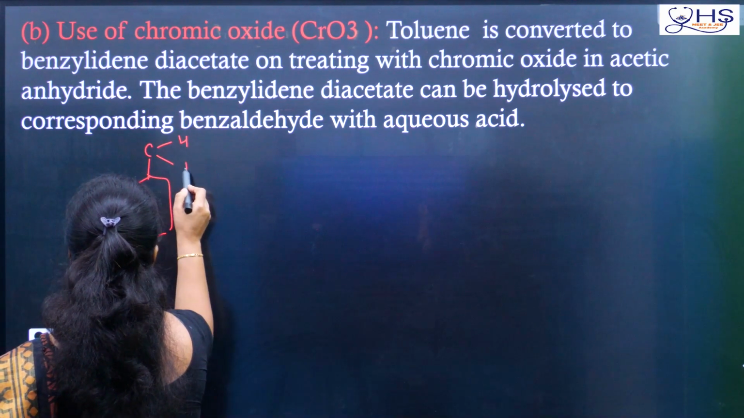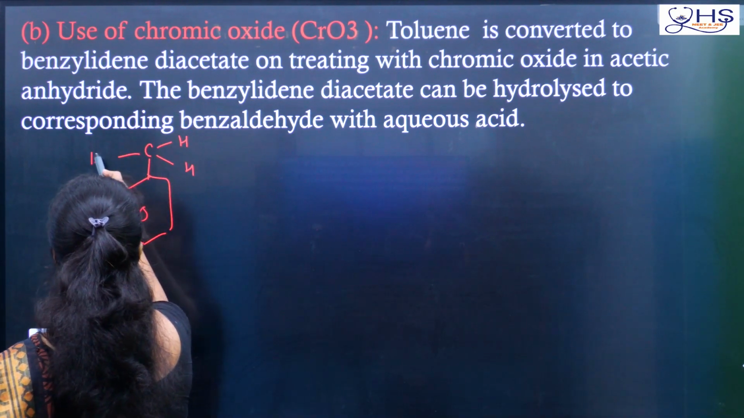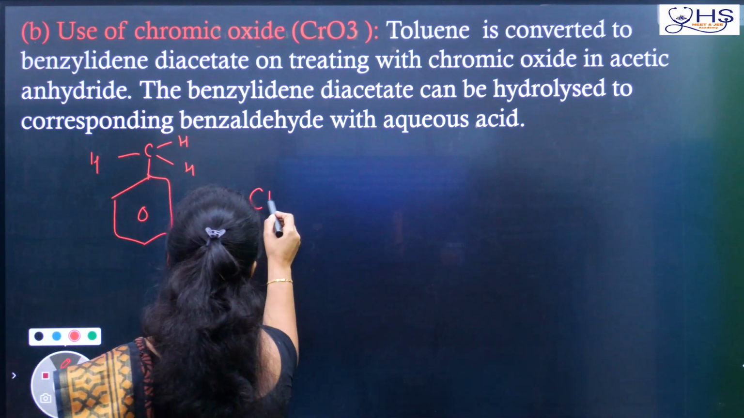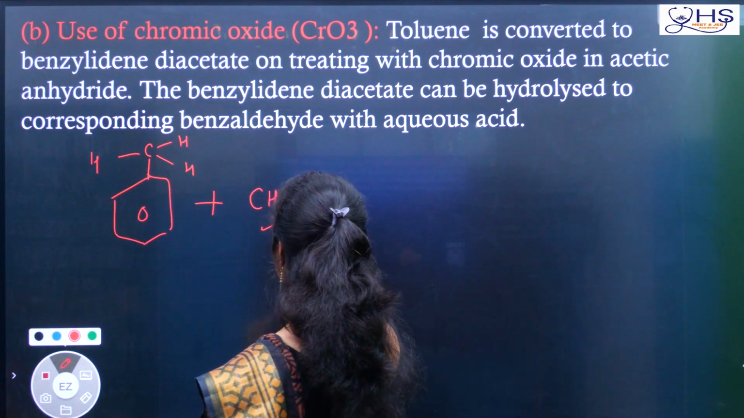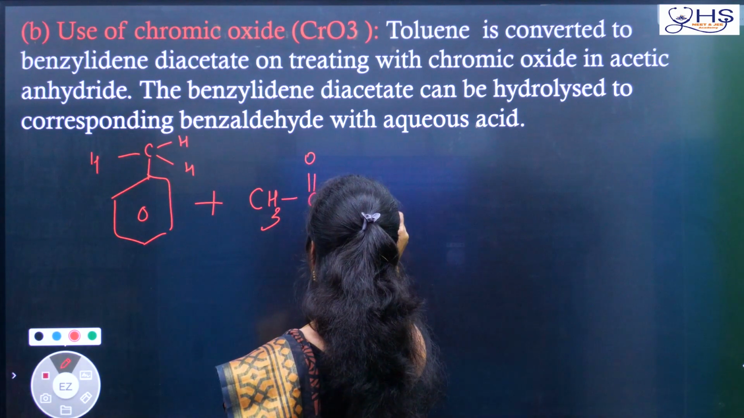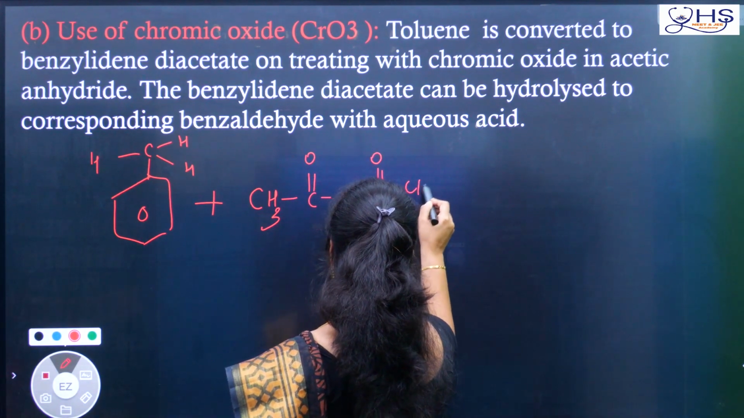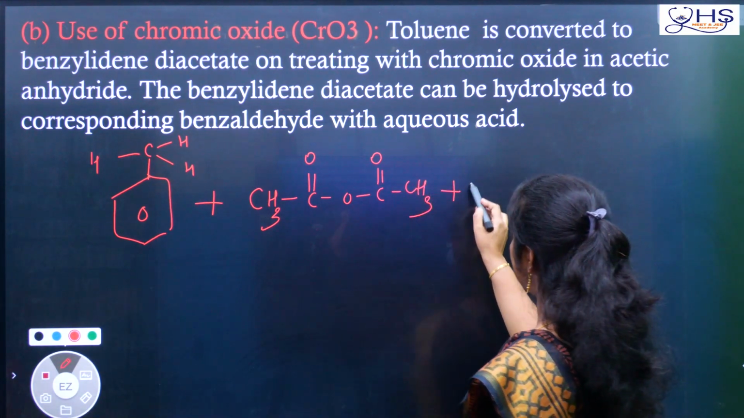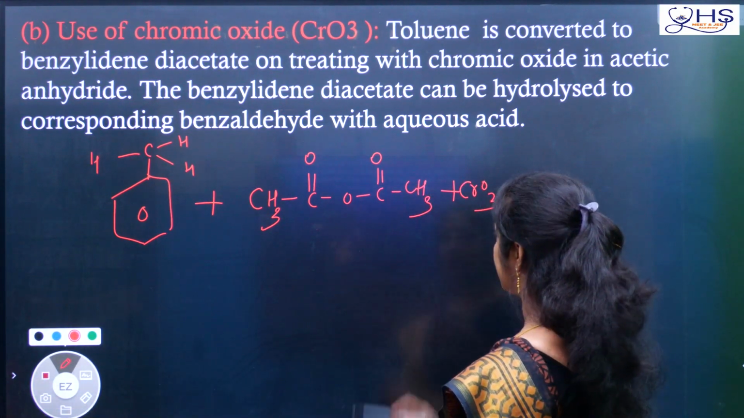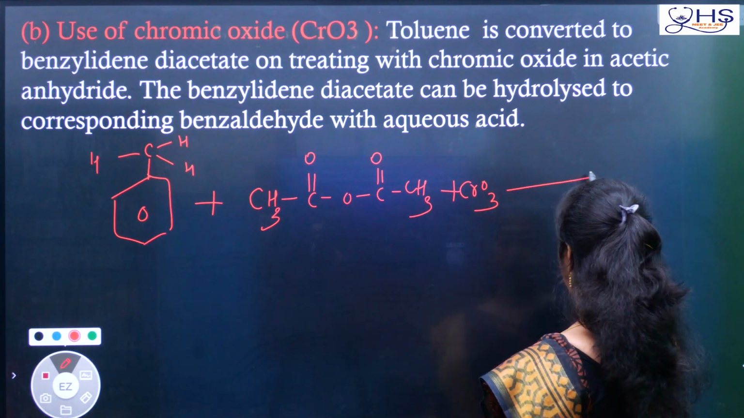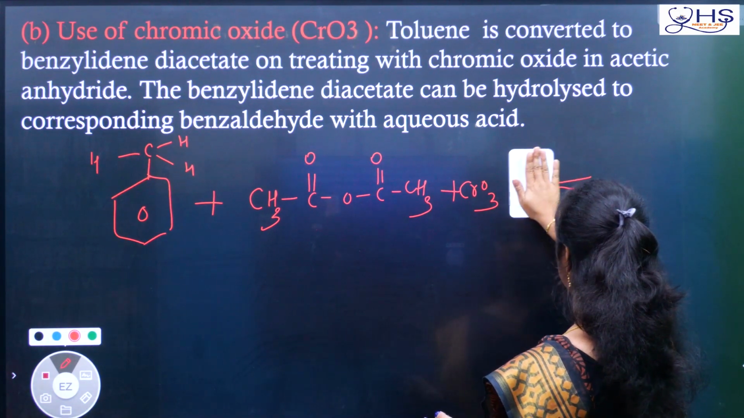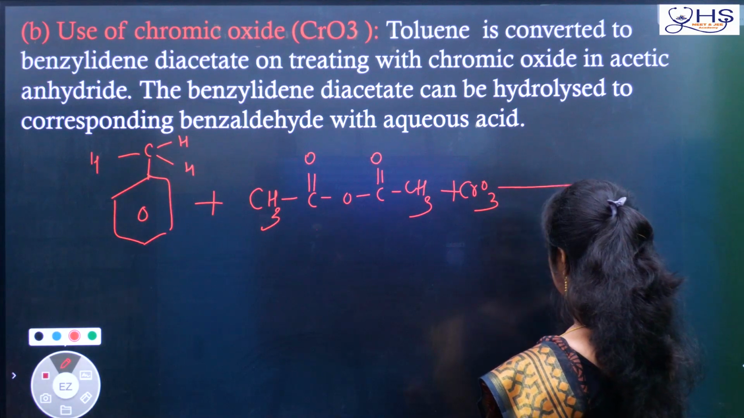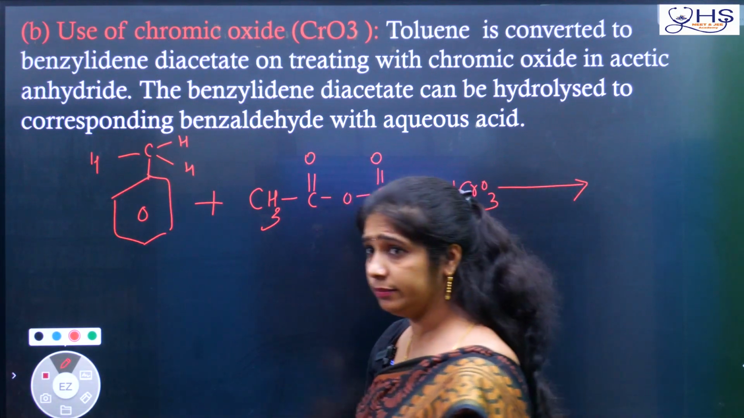and I am going to treat it with acetic anhydride. What is the formula of acetic anhydride? CH3, C double bond O, O, C double bond O, CH3. This is acetic anhydride, in the presence of chromium oxide, CrO3. So then what will we get? In the same manner, here we will get an intermediate. Look here, same manner.